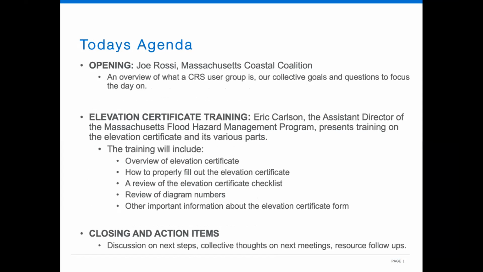So today's agenda, we're actually going to go a little bit backwards here because the closing and action items, I had a request from Eugene Coles, our regional ISO representative, to open us up today with an update to an existing CRS activity. We will close with some follow-ups for the next meeting and talk about when that could be. But the bulk of today, for about an hour and a half, is going to be Eric Carlson going through elevation certificate training. So I'm going to flip it over to Eugene Coles, and he has an update on a CRS activity. Gene, welcome, and thanks for being here today.